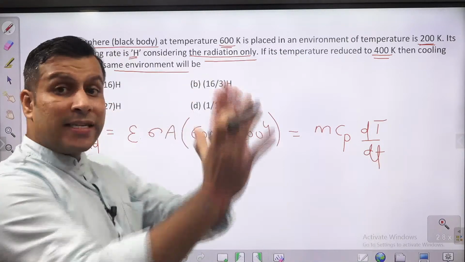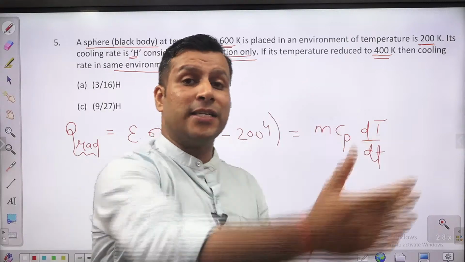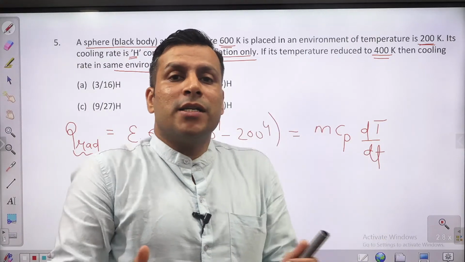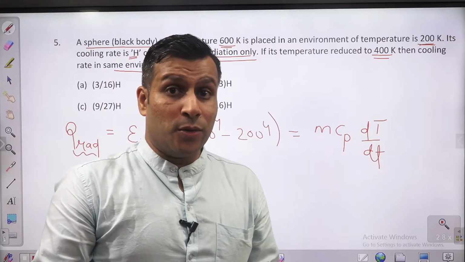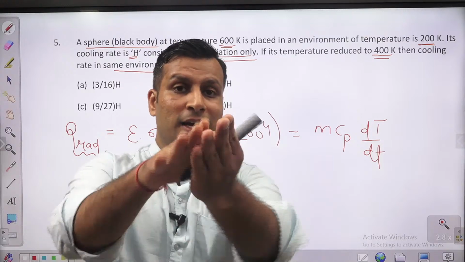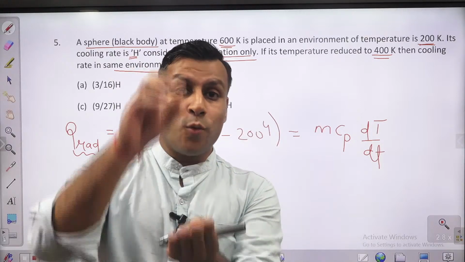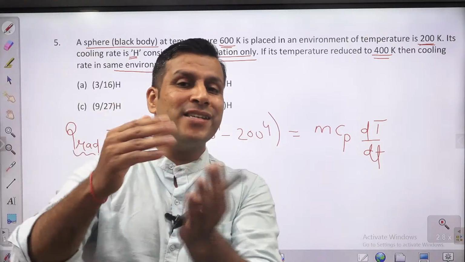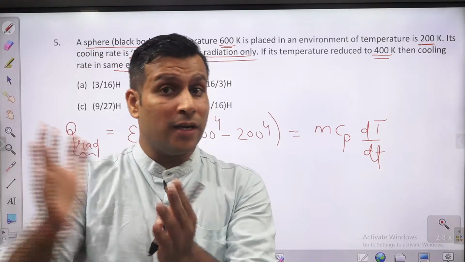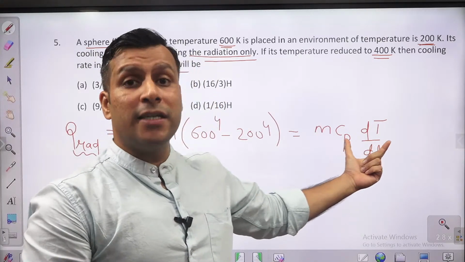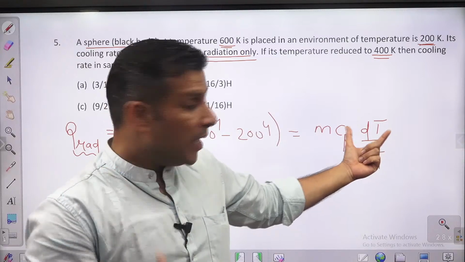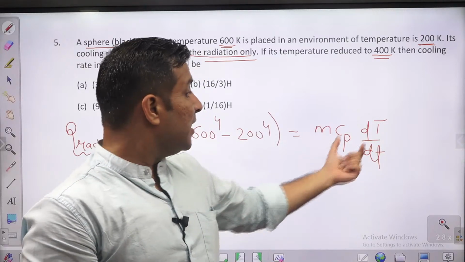Whatever heat a body is radiating, the net radiation heat exchange from a body, that is equal to what? That is equal to the decrease in internal energy of the body. Yes or no? If you have a body, how can you write the energy balance for that? Whatever is the Q lost from the body, or net radiation heat exchange between the body and the atmosphere, that is equal to the decrease in internal energy of the body. And that decrease in internal energy you can write as m c dT by dt.